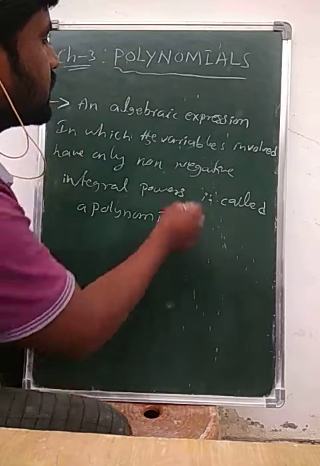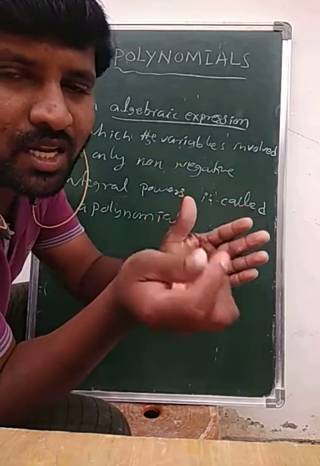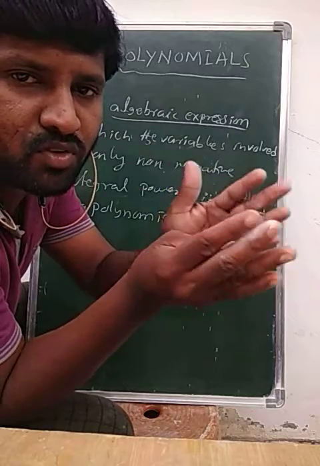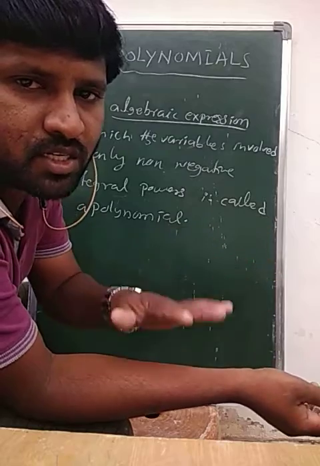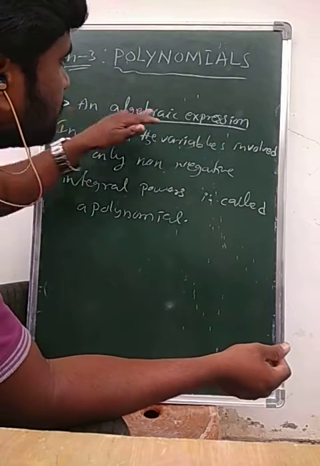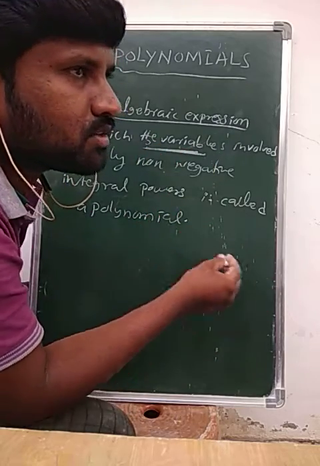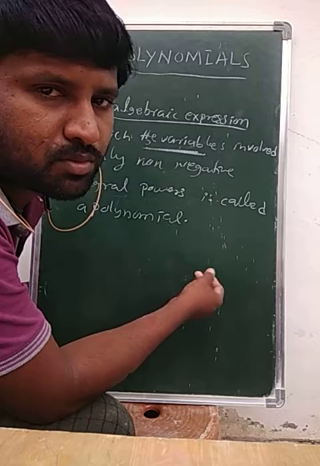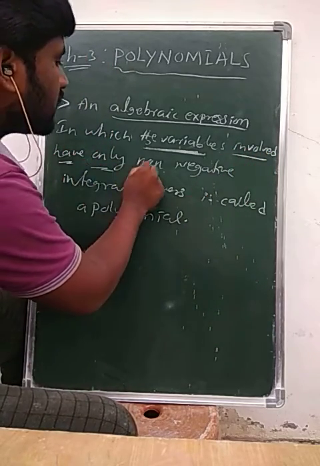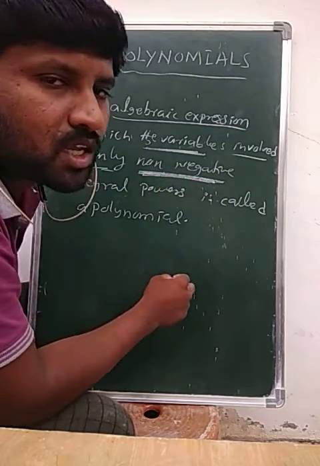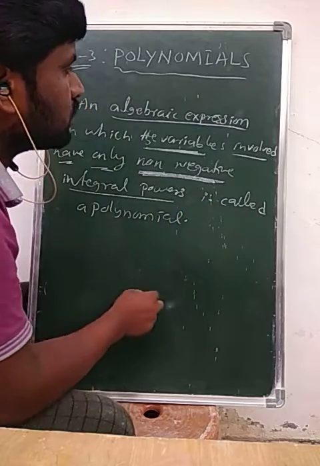An algebraic expression means a combination of constants and variables connected by the basic four operations such as addition, subtraction, multiplication and division. An algebraic expression in which the variables, we use English alphabet small letters, involved have only non-negative, that means whole numbers, integral powers is called a polynomial.